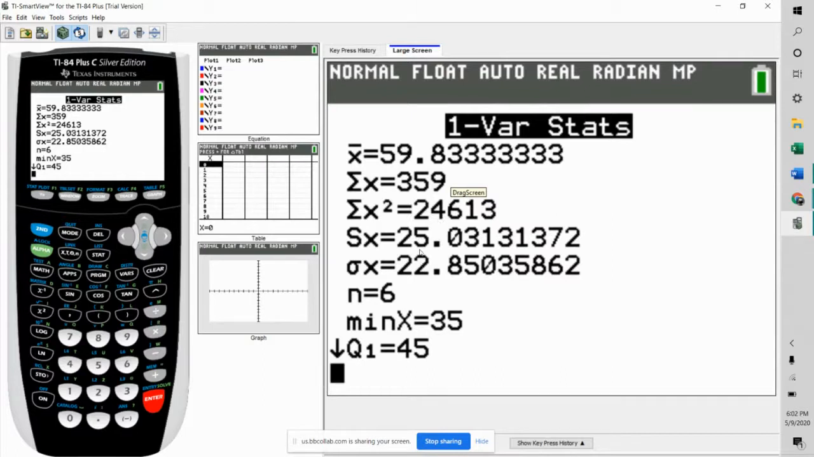The next two are standard deviations. The first one's a sample standard deviation and the second one is a population standard deviation. The difference is what you're dividing by. This one you divide by n minus 1 and this one you divide by n. This is sample size.